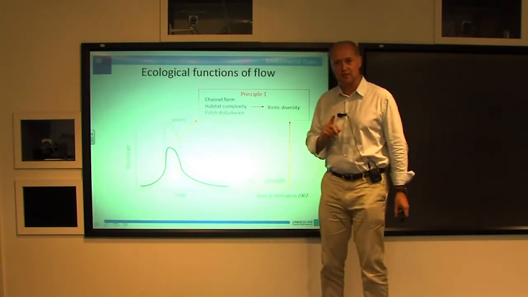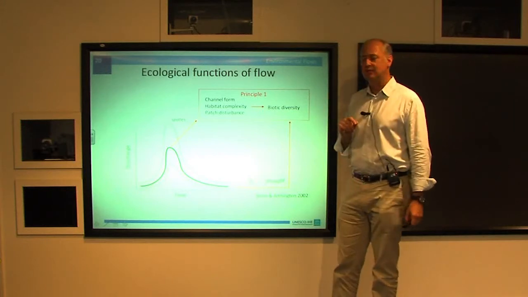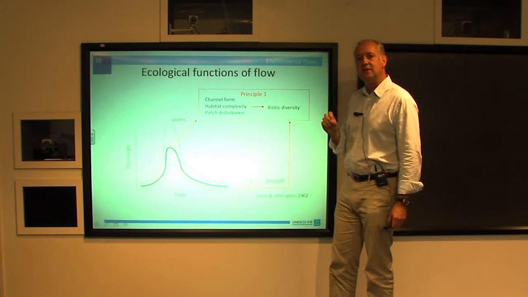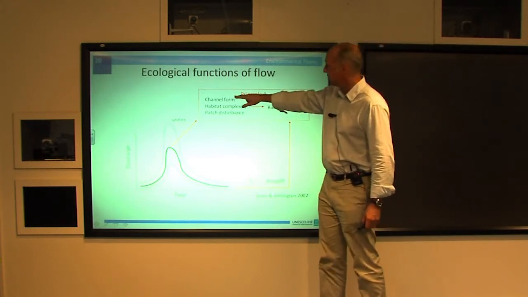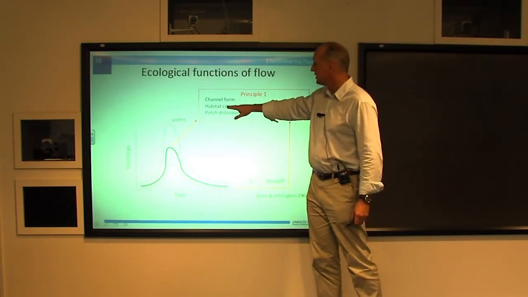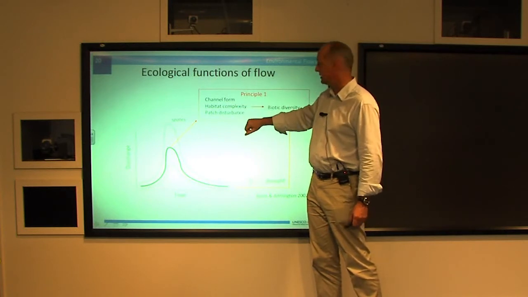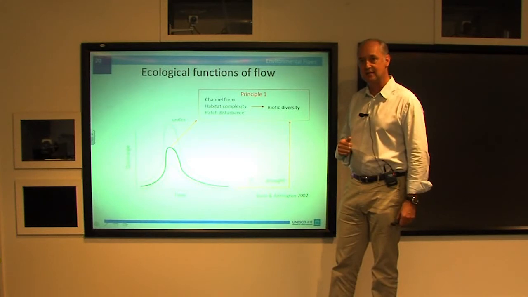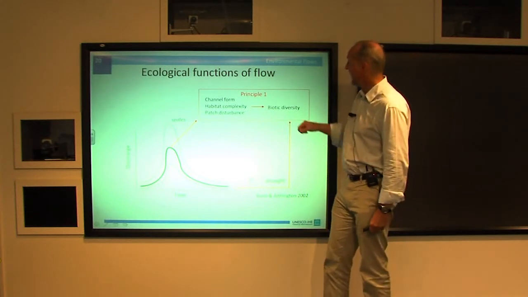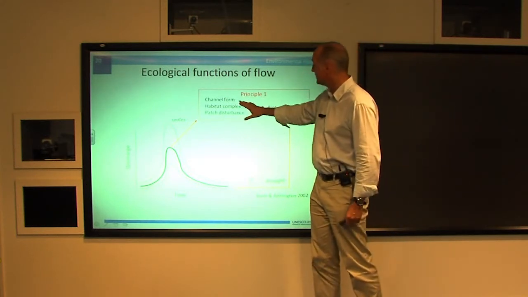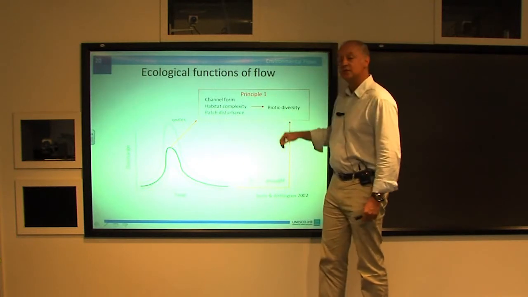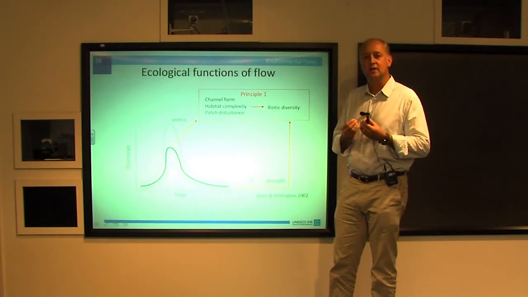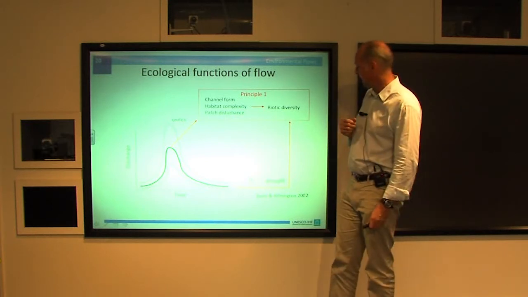So as we look at the first principle, the first principle reflects the influence of flow on determining the channel form, the complexity of habitat, and the disturbance regime that that habitat is subjected to. And those combined influence strongly the biotic diversity, the biotic composition, the biotic structure of that system.